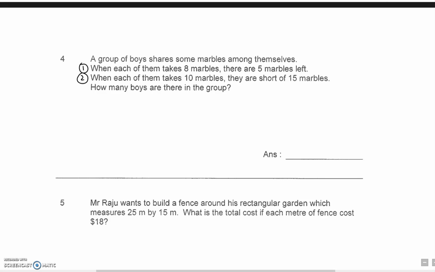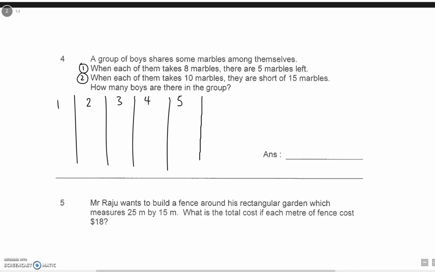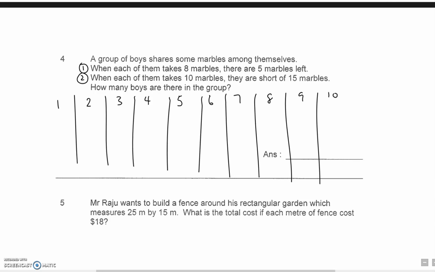So we don't know how many boys there are altogether. We know that there could be 1 boy. Maybe there could be 2 boys. Maybe 3 boys, maybe 4 boys, maybe 5 boys altogether, maybe 6 boys altogether, 7, could be 8 boys, could be 9 boys, or could be 10 boys. Okay, so this is the number of boys. Let's just put a title over here. Okay, let's start with the first clue.